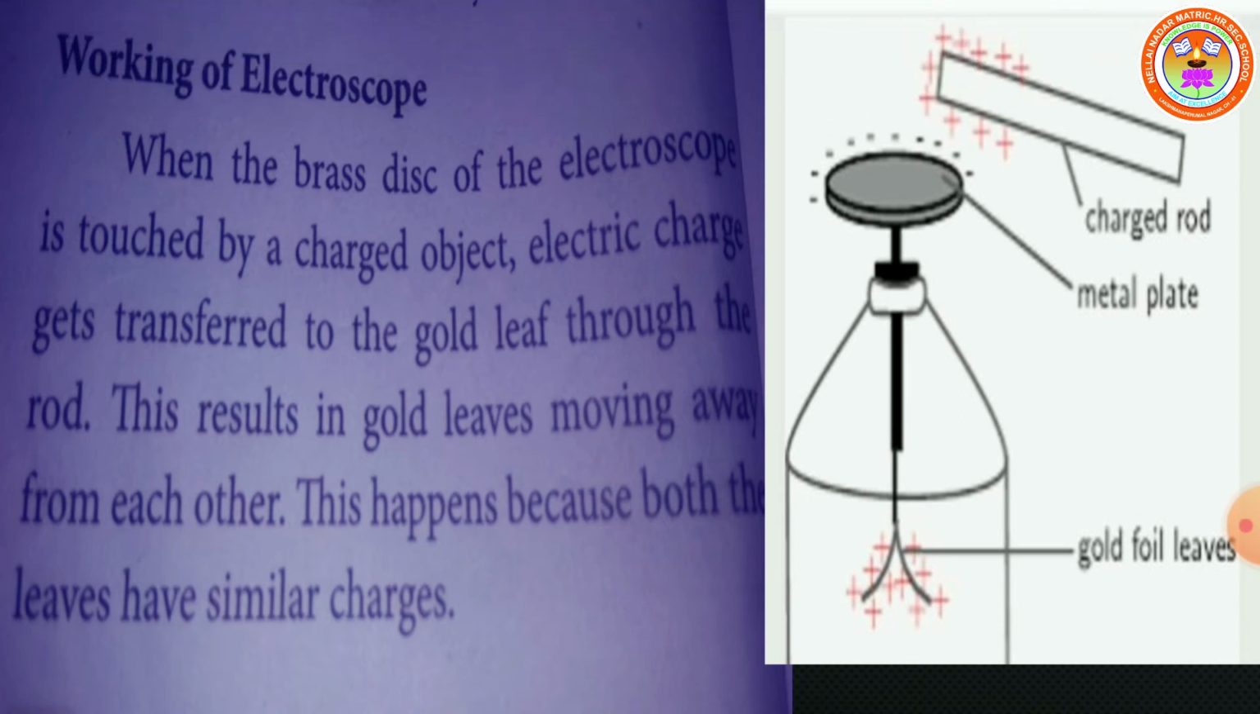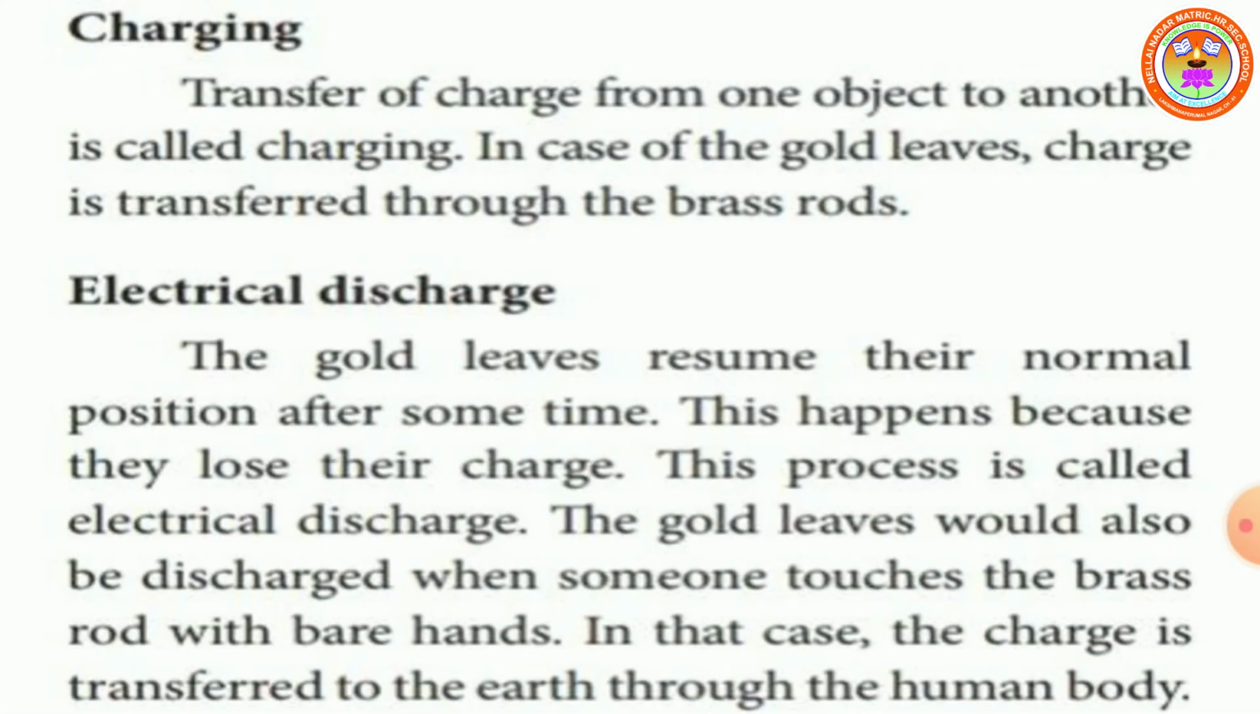Next we are going to discuss charging. What is charging? Transfer of charge from one object to another is called charging. In case of the gold leaves, charge is transferred through the brass rods.